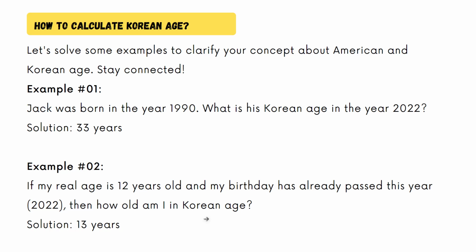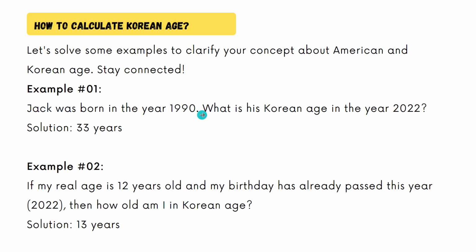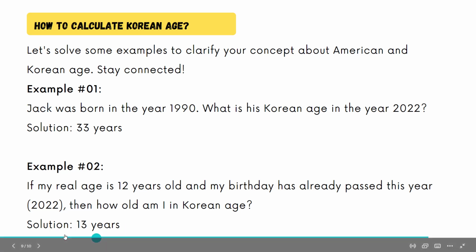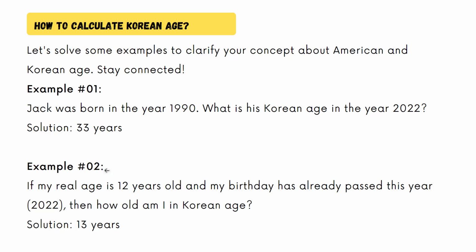And let's also see the example. Like, for example, Jack was born in the year 1990, and his Korean age is 2022, and the answer will be 33 years according to the Korean age. Okay? If my real age is 12 years old and my birthday has already passed this year, then I'm 13 years old. If not passed, then the girl will be 14 years old, something like that. So this is how we calculate Korean age.